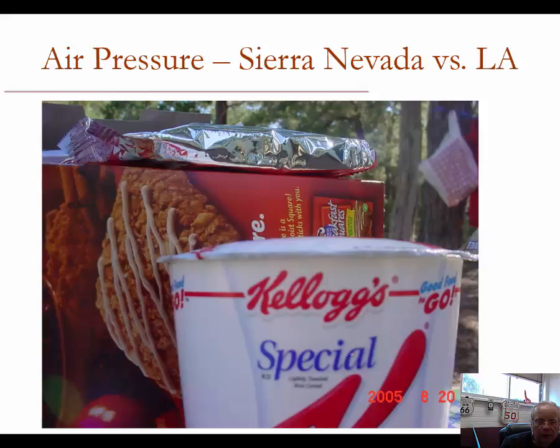This container of Special K cereal, you'll notice the lid on it is raised upward because the air pressure out here in the mountains is lower than it is inside the container. When this Special K was packed, perhaps at or near sea level, there was an equal number of air molecules on the outside of the container as on the inside, and so the lid would have been flat.